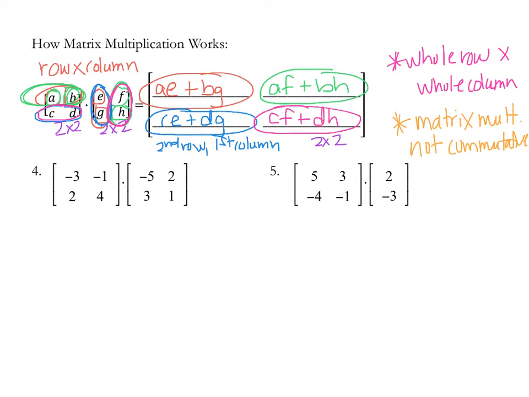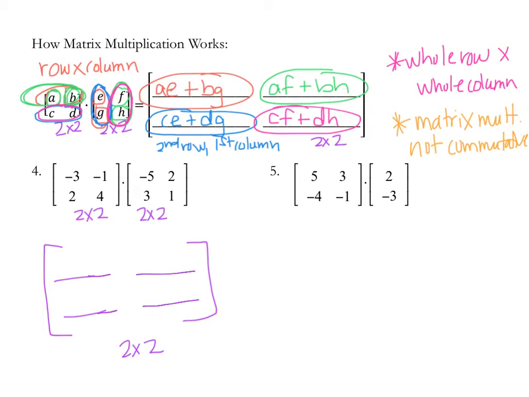Okay? So let's look at number 1 with some actual numbers in it and see if we can get through this together. So first thing I'm going to write out are the dimensions. The dimensions of the first one are 2 by 2. The dimensions of the second one are also 2 by 2, which means my answer setup, this is how I always do this, I'm going to set up 2 by 2, which means I need to put 2 rows and 2 columns. Okay? And now we can start matching.